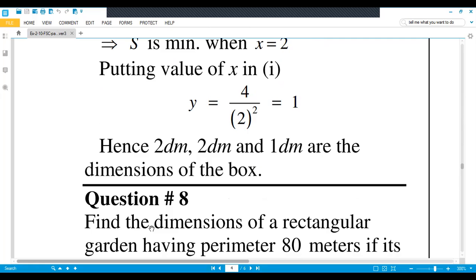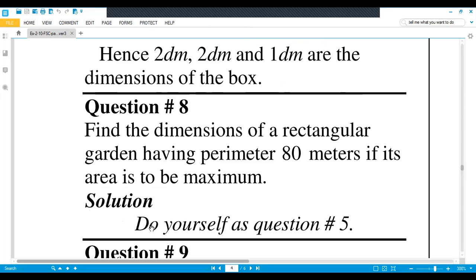Now come to question number 8. What you are given: find the dimension of a rectangular garden having perimeter 80 meters if its area is to be maximum. This question is just like question number 5. You do it by yourself. How can you do it?